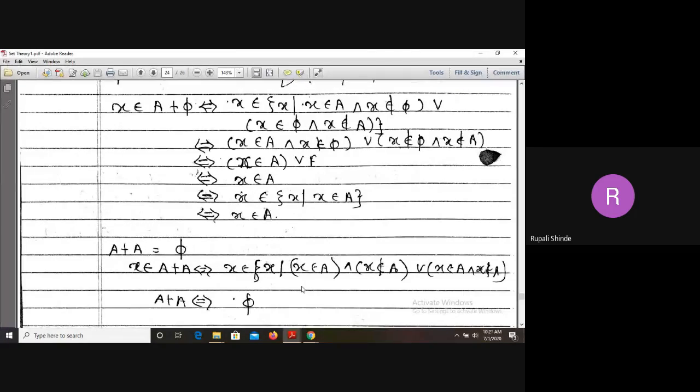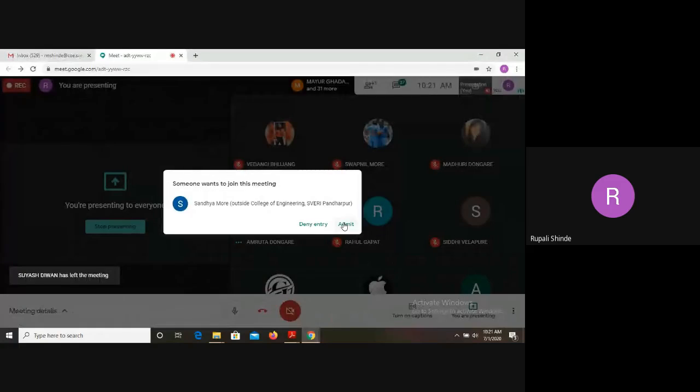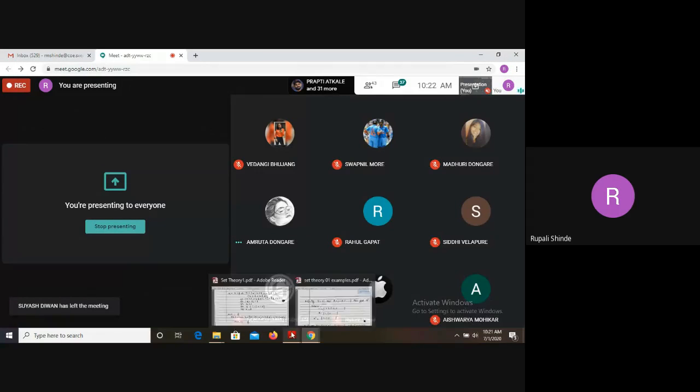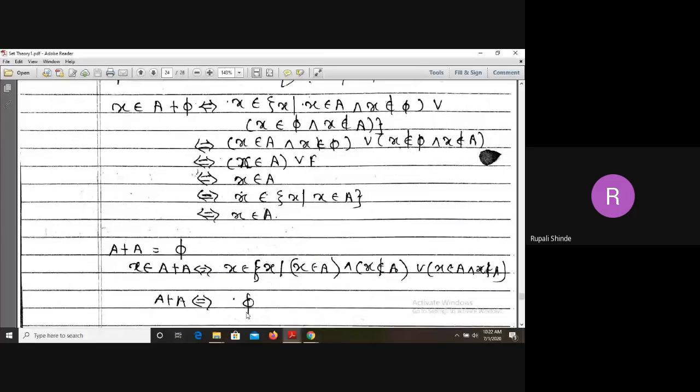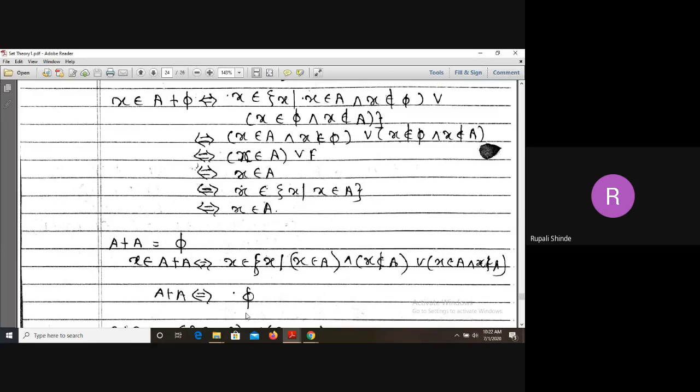Now we have to see what is the meaning of A minus A. Any element which belongs to set A and does not belong to set A. There would not be any element which belongs to that set as well as does not belong to that set. That's why the answer for A plus A is equal to phi.